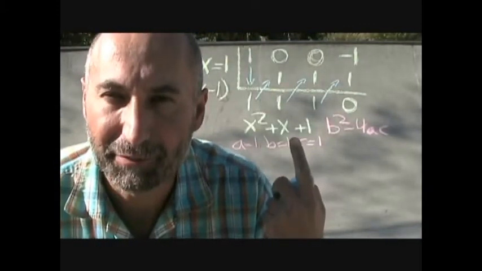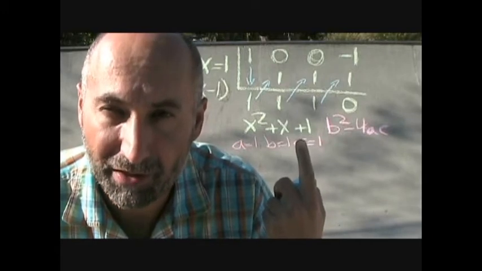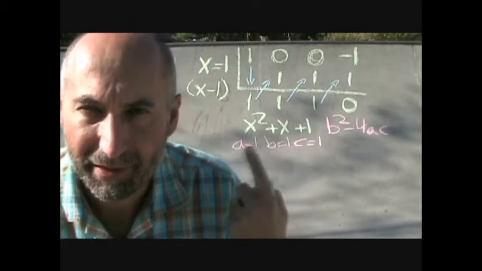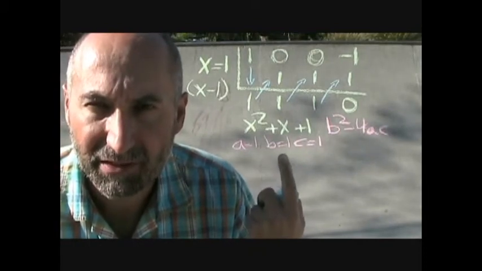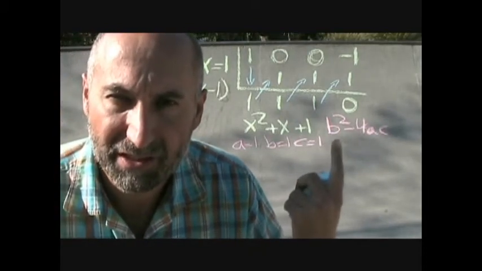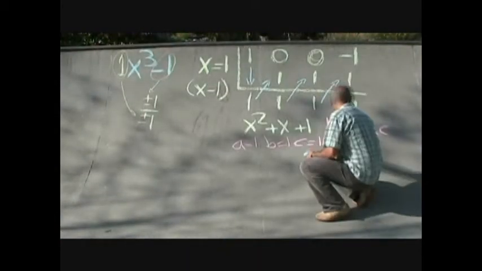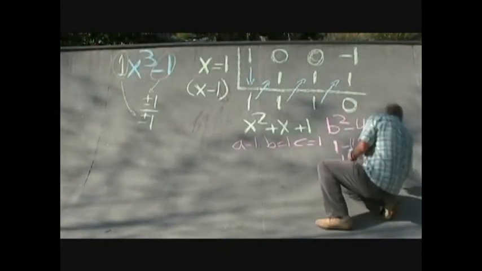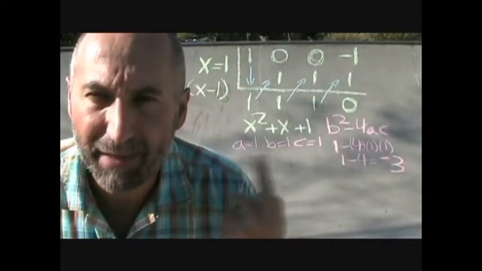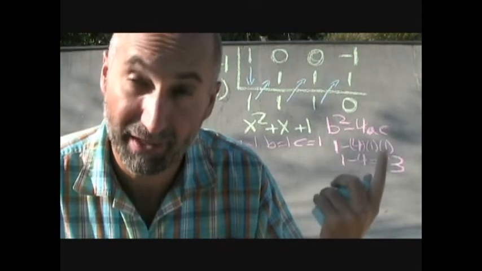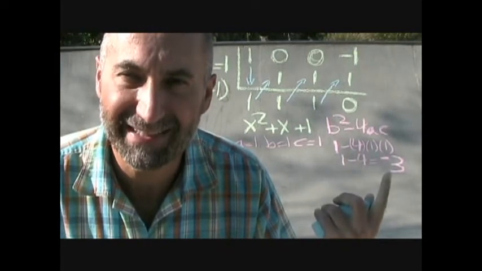Just did a correction here because that shouldn't have been -1. It should have been +1, right? So that's x squared plus x plus 1. So our a is equal to 1, our b is equal to 1, and our c is equal to 1. If we subbed it into the discriminant, this is what we're going to end up getting. So we sub in a, b, and c into the discriminant. We're going to get 1 minus 4 times 1 times 1, so it's going to be 1 minus 4, which is -3.